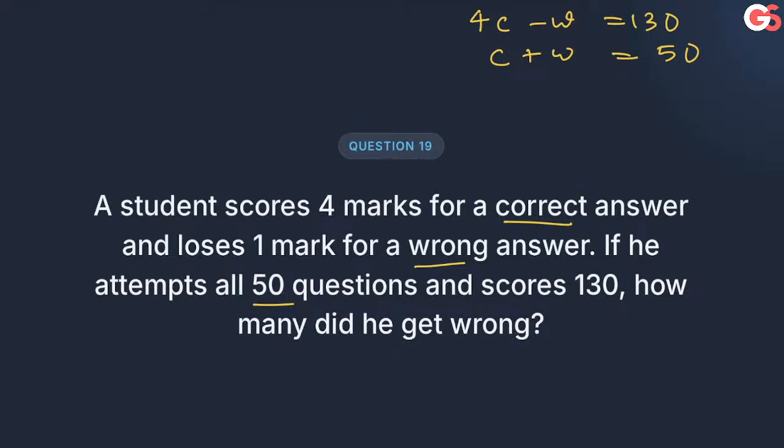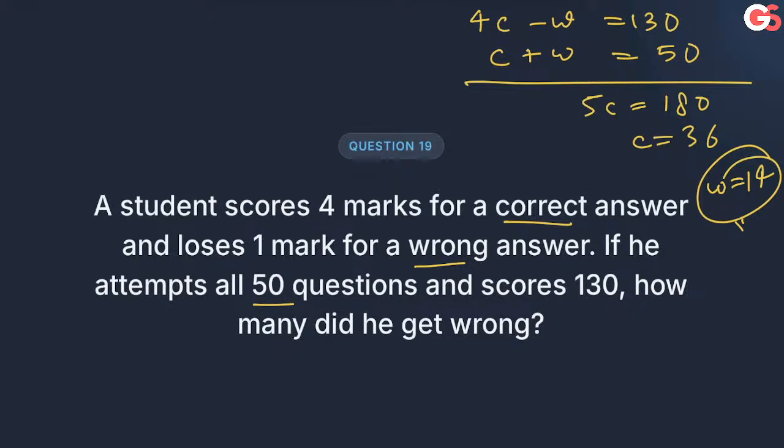So what will you do in this? You already know. Add both, then 5C becomes 180, which means C becomes 36. If C is 36, then W is 14. As simple as that. Everybody got it correct. Very good. Next.